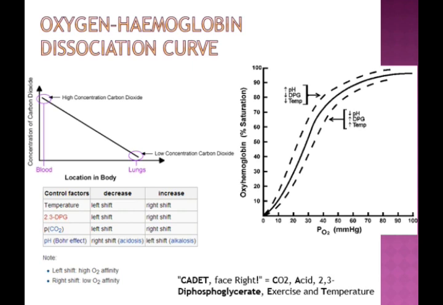Okay, so what about the dissociation curve? If you remember CADET face right. C means CO2. A, acidity. D is diphosphoglycerate, 2,3-DPG. E will be exercise, and T is temperature. So CADET face right. Face right means that the oxygen balance will be pushed more towards the blood, meaning that the red blood cell will release oxygen instead of just keeping it for itself. It's like somebody who likes to donate. Okay, just donate.